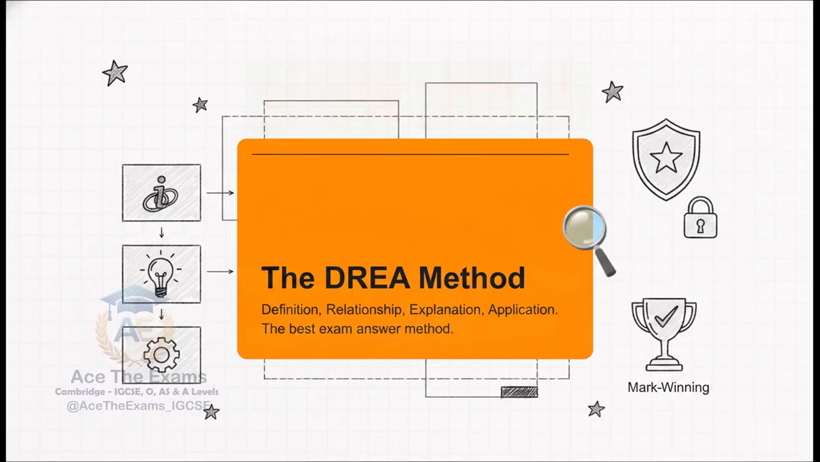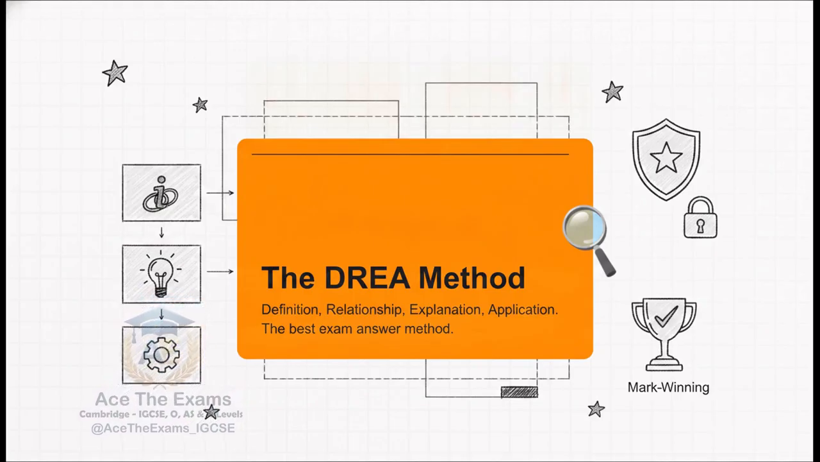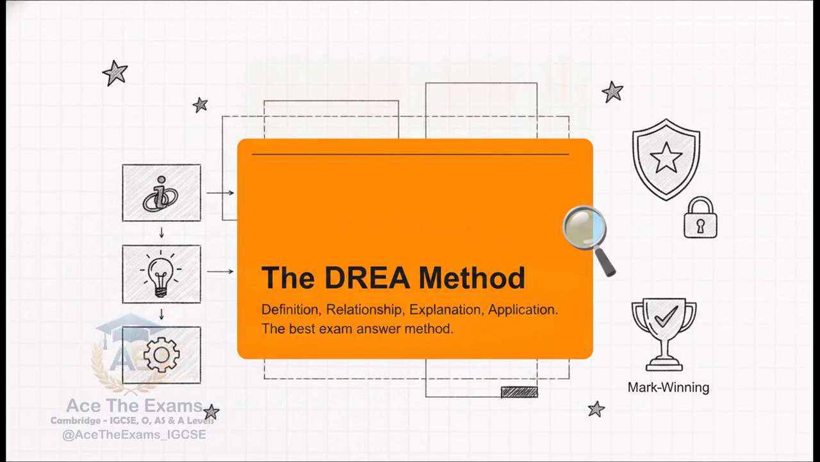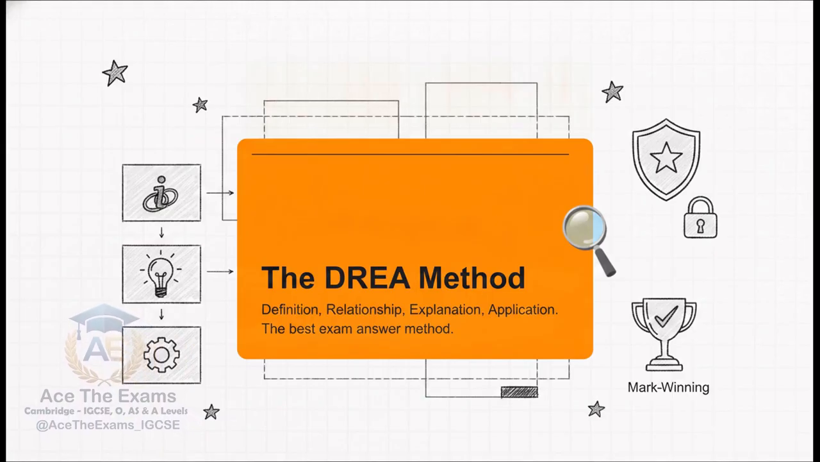Let's do a little interactive workshop right now. I'm going to give you a scenario. You have a data table showing the stopping distances of a car at different speeds, and the question asks you to explain how doubling the speed affects the braking force required to stop in the same distance. Now scan that conceptually. What is the core trend? It's not a linear relationship, is it? Okay, let's use the DREA framework.